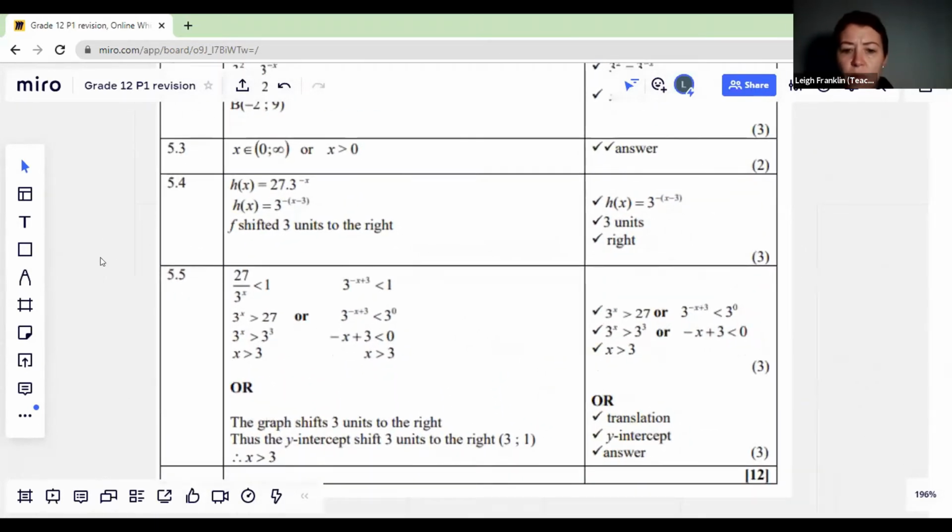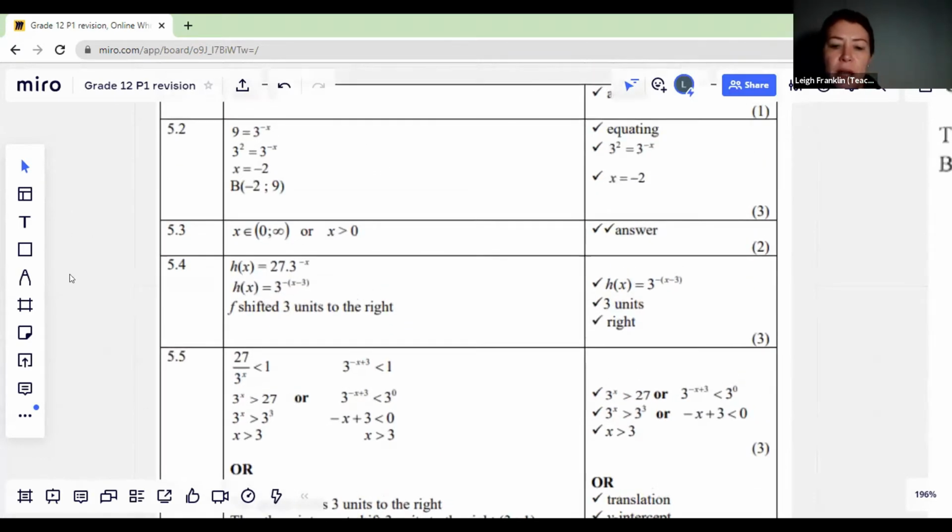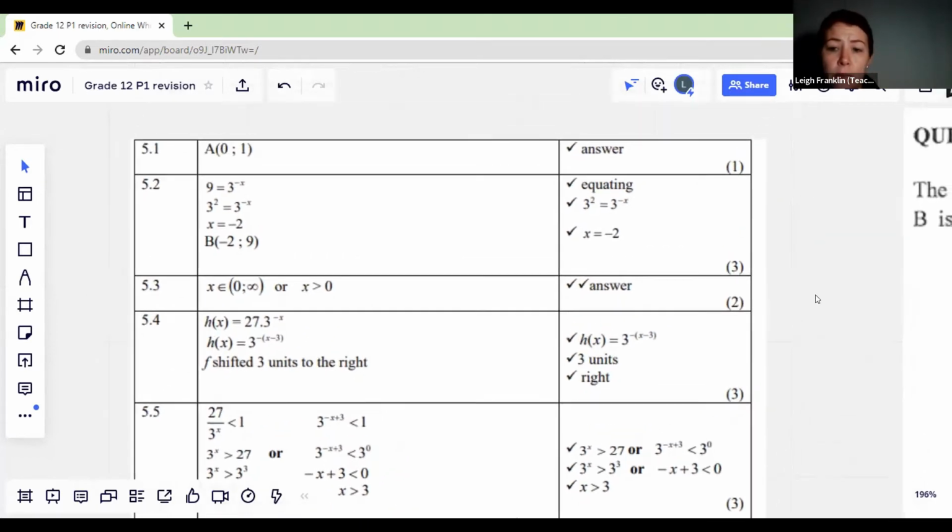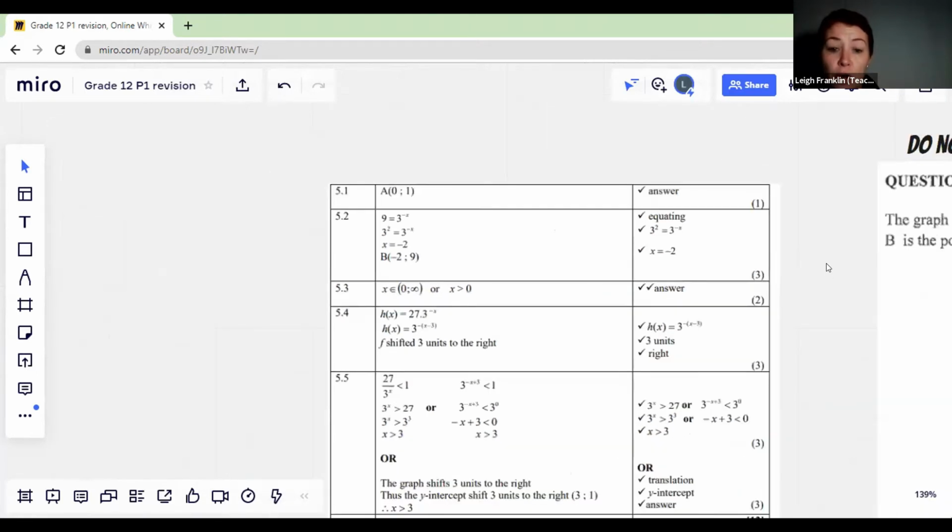There you go. You can see 5.3. Okay, can we move on? 5.2 is minus 2 and 9. Pleasure. Can we move on now? I'm assuming so.